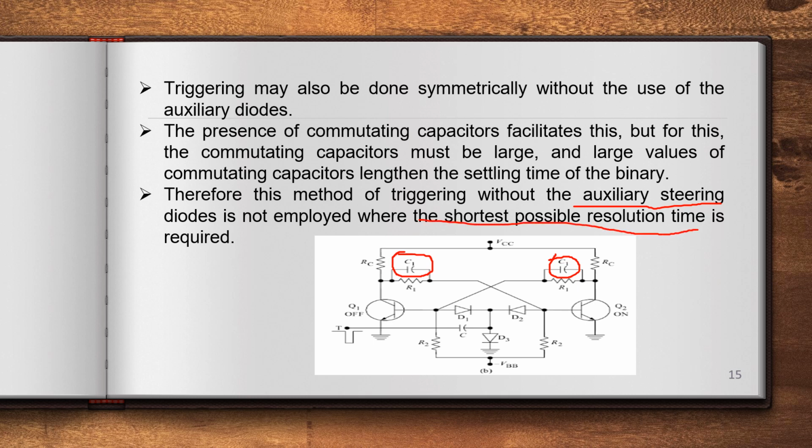If we increase the commutating capacitors' value, what happens? It increases the resolution time. Suppose your requirement is the shortest resolution time, meaning increasing the frequency at which the binary should respond. If it increases, what happens? Speed decreases. So if you want more speed, you should not employ this type of triggering.